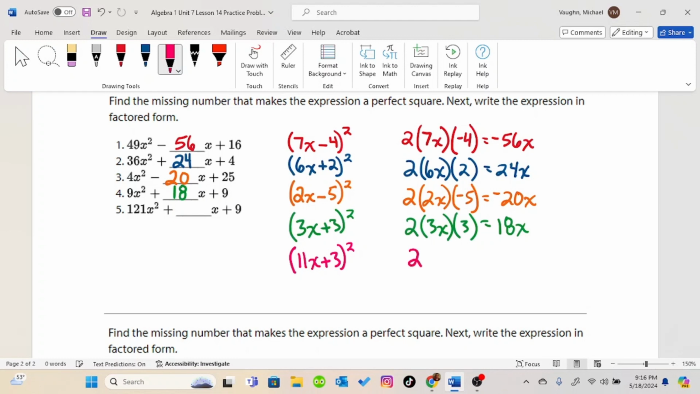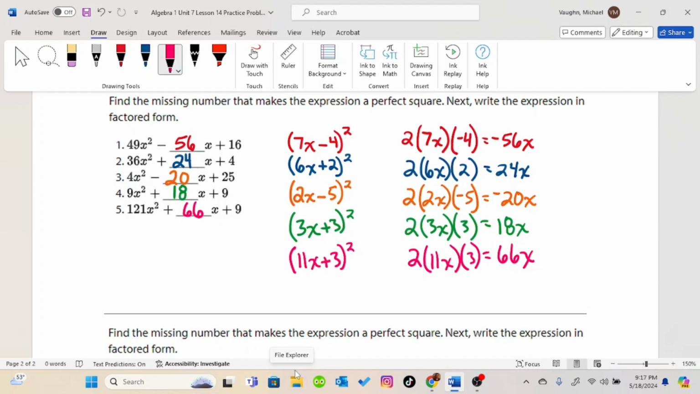Now we multiply 2 times 11x times 3. 2 times 11x is 22x. 22x times 3 is 66x. So our missing number is 66.